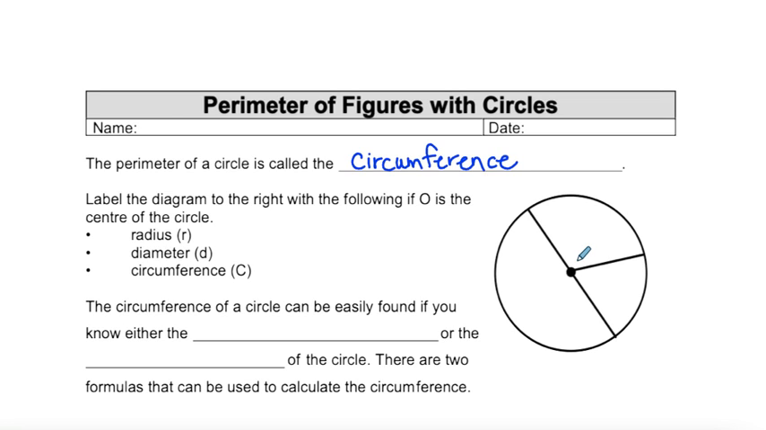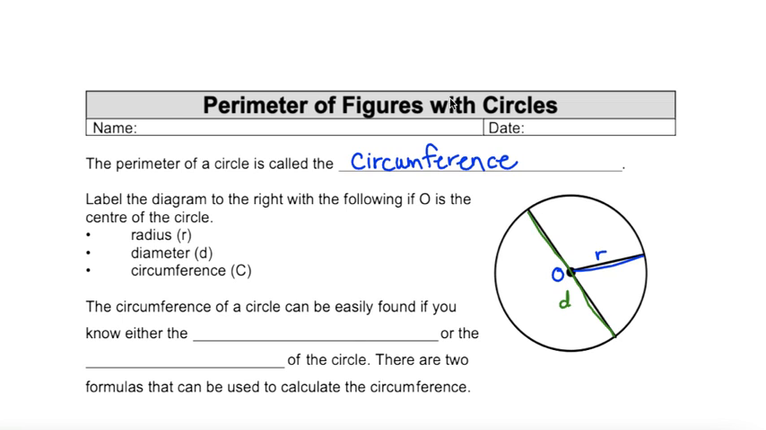So we're going to label the diagram to the right with the following. If O is the center, so we're going to call the center of our circle O. So the radius is this part of the circle right there. So it's half of the width of the circle. The diameter is the entire length of the width of our circle. So the whole thing is the diameter, and just half is the radius.